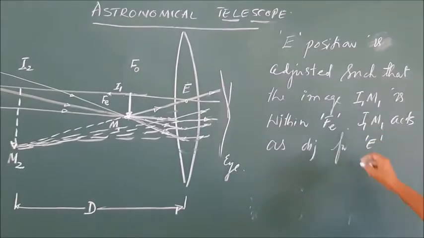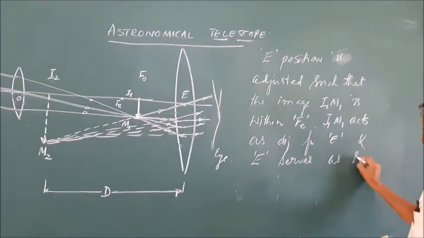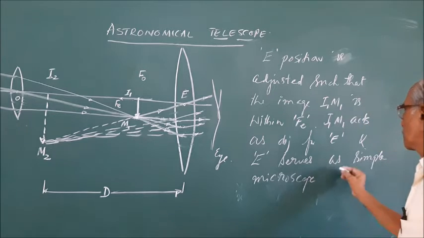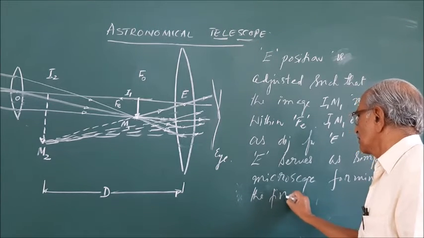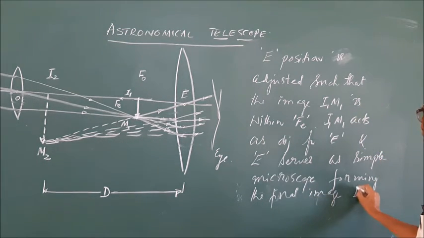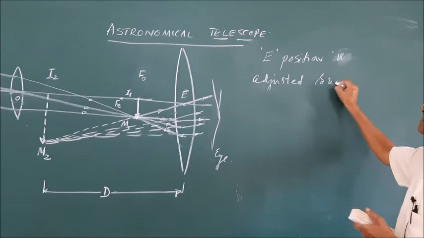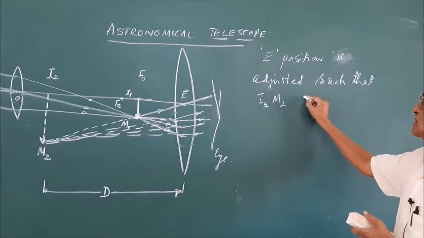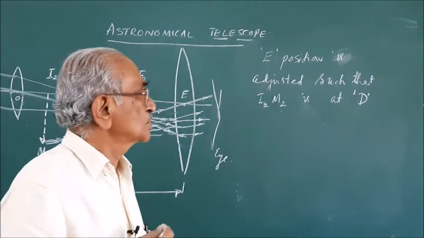for the eyepiece, and the eyepiece serves as a simple microscope, forming the final image I2M2. The eyepiece is adjusted such that I2M2 is formed at the distance of distinct vision, where the image is most clear.